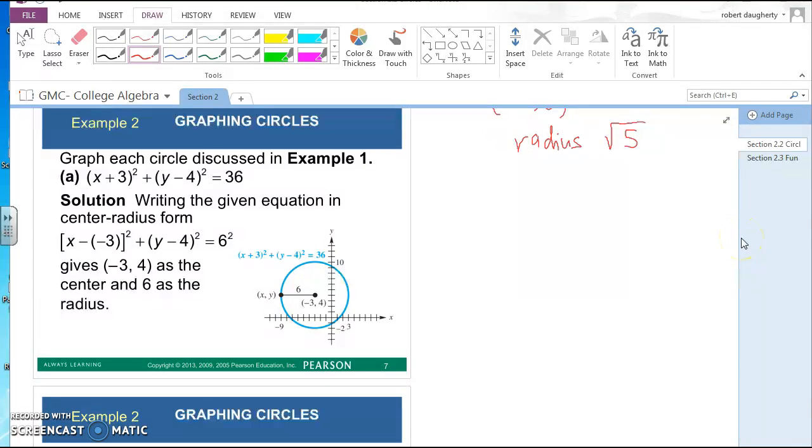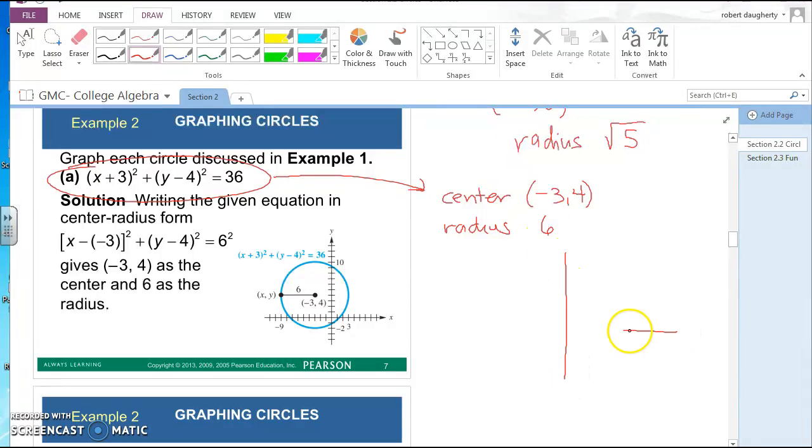Now we did an example a moment ago, but let's graph a circle. Let's graph this circle that you see here. I've got (x + 3)² + (y - 4)² = 36. So I know that the center of that circle is going to be -3, 4, and the radius is the square root of 36, which is 6. If I graph this circle, 1, 2, 3, 1, 2, 3, 4, so -3, 4 is here, and it tells me that the radius of that circle is 6.